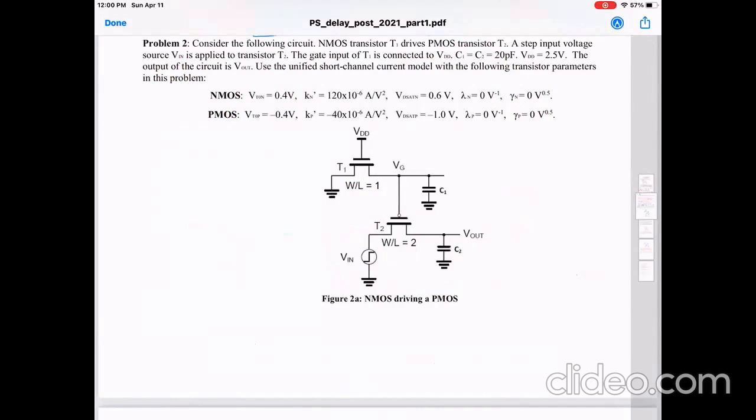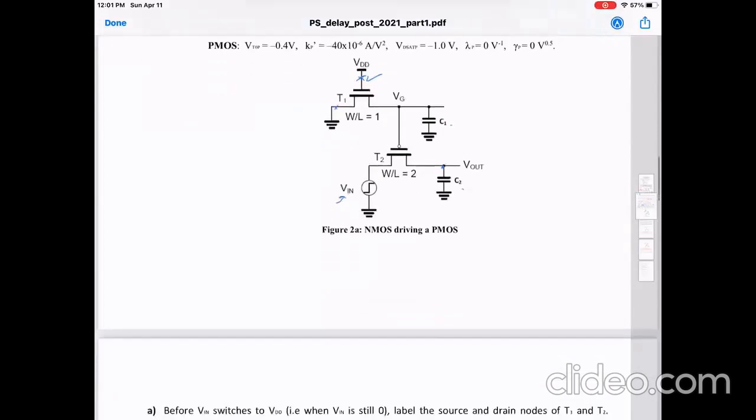Okay, so now in problem number 2, we are given a circuit with two transistors where transistor T1 drives the PMOS transistor T2. A step input is applied here at Vn, and the gate of T1 is connected to VDD, so it is always on, as an NMOS. The values of the capacitors are given, and VDD equals 2.5. The output of the circuit is Vout, which is here, and we're asked to use the unified current model to derive the current flowing in the different transistors.